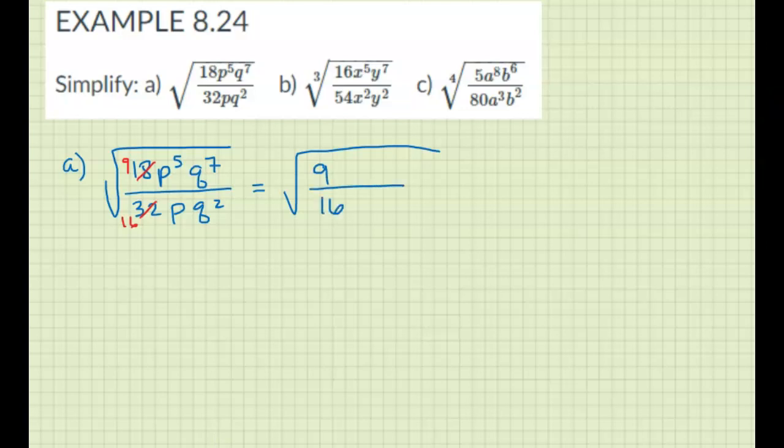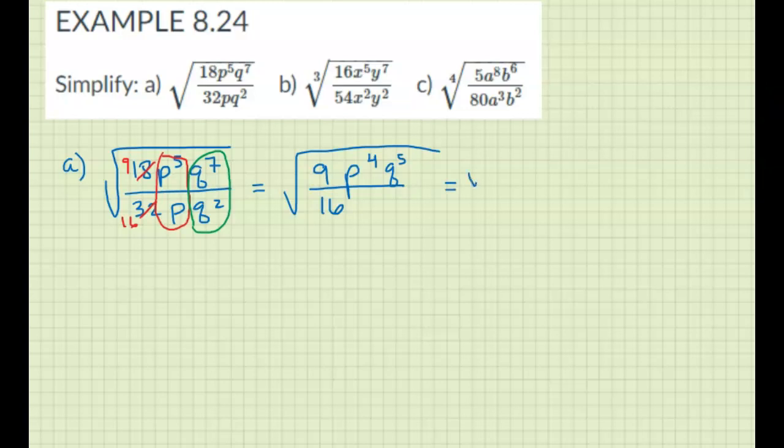If you look at the p's, p to the 5 over p, this gives p to the 4 on the top. And then the q's, q to the 7 over q to the 2, this gives q to the 5 on top. All right, so simplify before you do the radical part, otherwise it gets pretty messy.